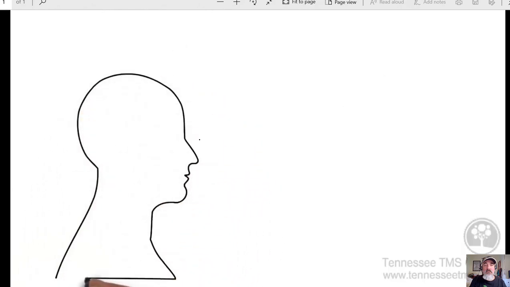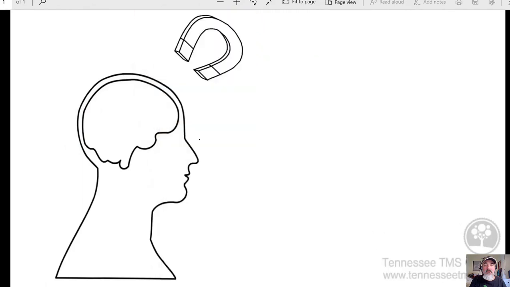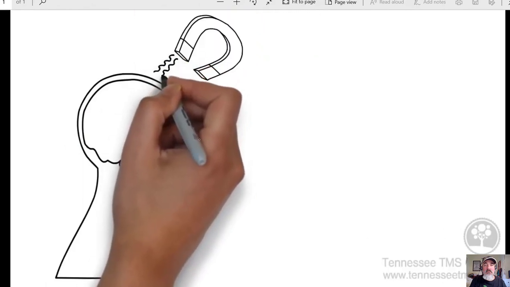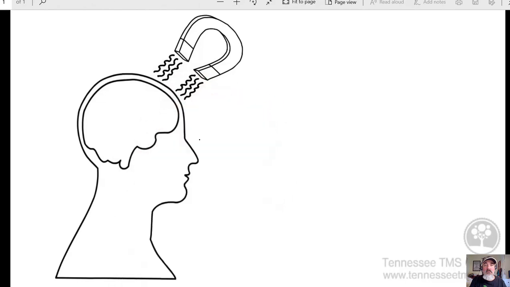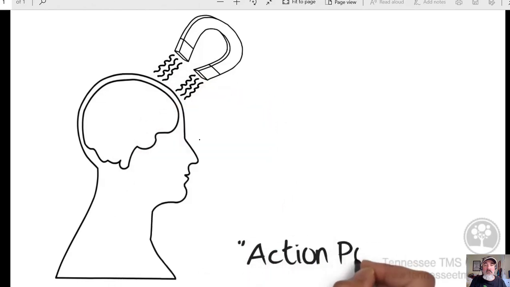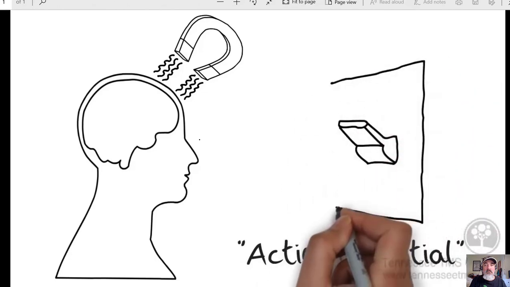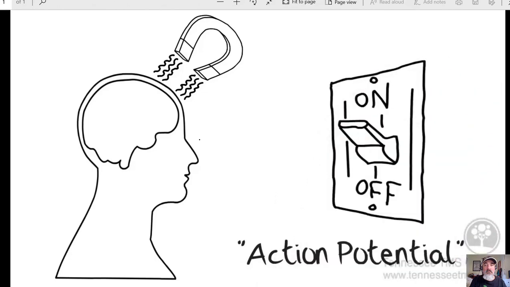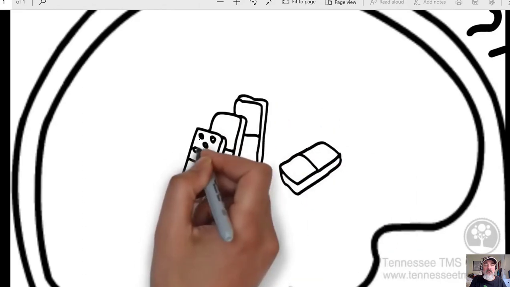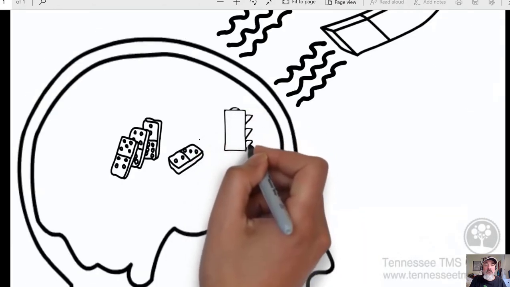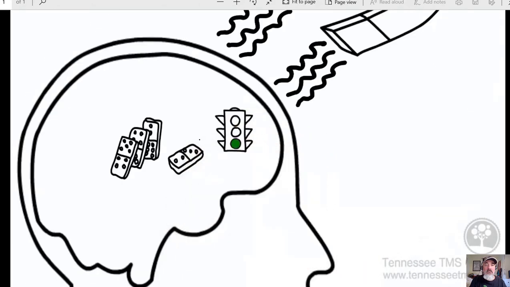In TMS, a magnetic coil is placed over the head and uses an electromagnetic field which provides enough energy to cause the neurons at the surface of the brain to reach what we call an action potential. This is a fancy way of saying the neurons turn on, and like dominoes, those neurons send messages that cause other neurons to fire, which cause other neurons to fire, and so on and so on.